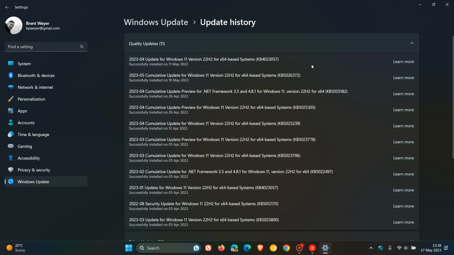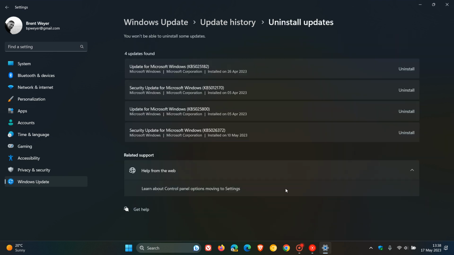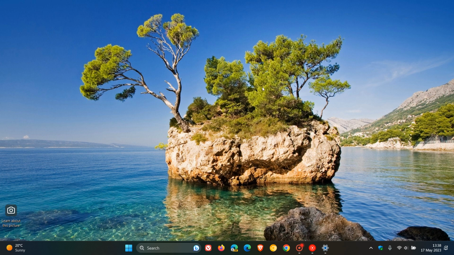Now, at this stage, as I have mentioned previously, although it's not advised, because obviously security updates do bring important security fixes to the operating system, if the negatives are outweighing the positives, then obviously you can always uninstall the update. Just make sure though that you do pause the update, as it will try to reinstall itself after you've uninstalled it. That will resolve the issue until Microsoft does roll out a fix.